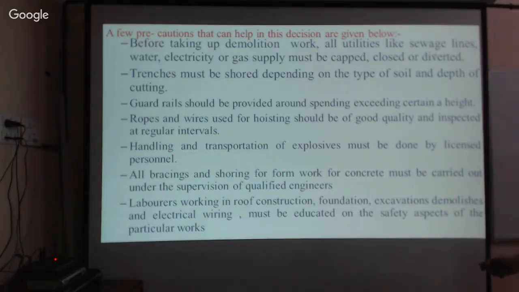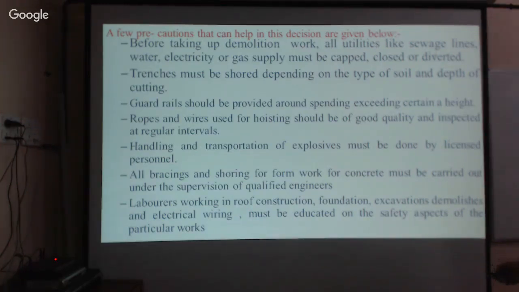Now we have seen one video clip. That is because of the bracing and shoring of formwork. If you have not done that properly, then definitely the formwork will collapse. That leads to many disasters. Laborers working in roof construction, foundation, excavation, demolition, and electrical wiring must be educated on safety aspects of the particular works.